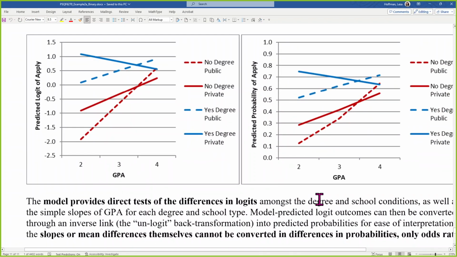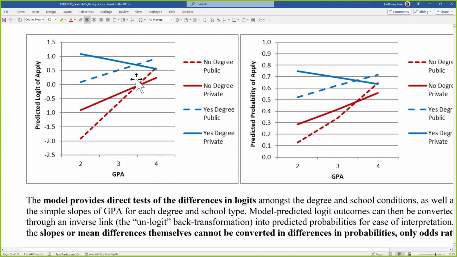So I have 2 pictures. The one on the left, the x-axis is GPA. The y-axis is predicted logits. No one on earth will know what this means, only people who like logits like me, weirdos. But I like this because you can see from these pictures, these are straight lines, okay? These are linear slopes. The effect of the predictors are linear because that's how we put them in the model.